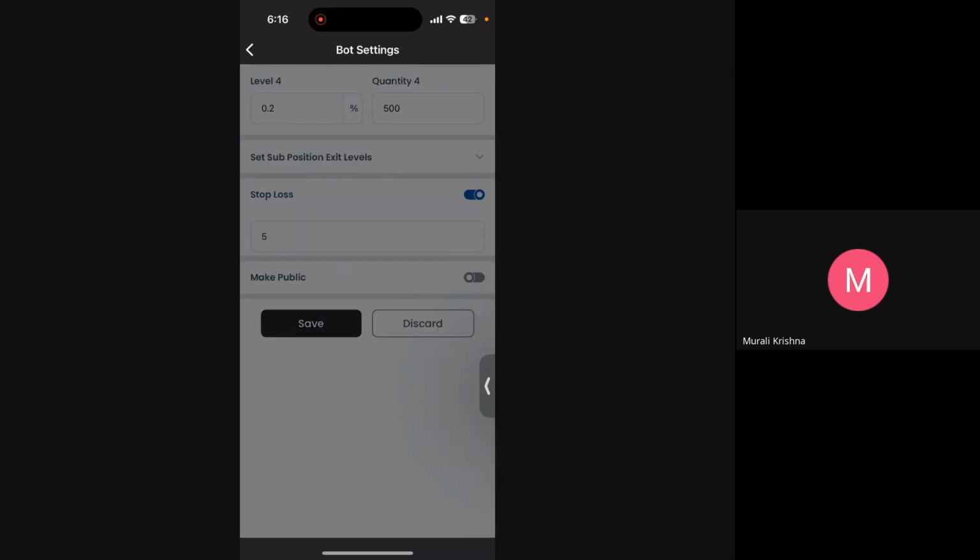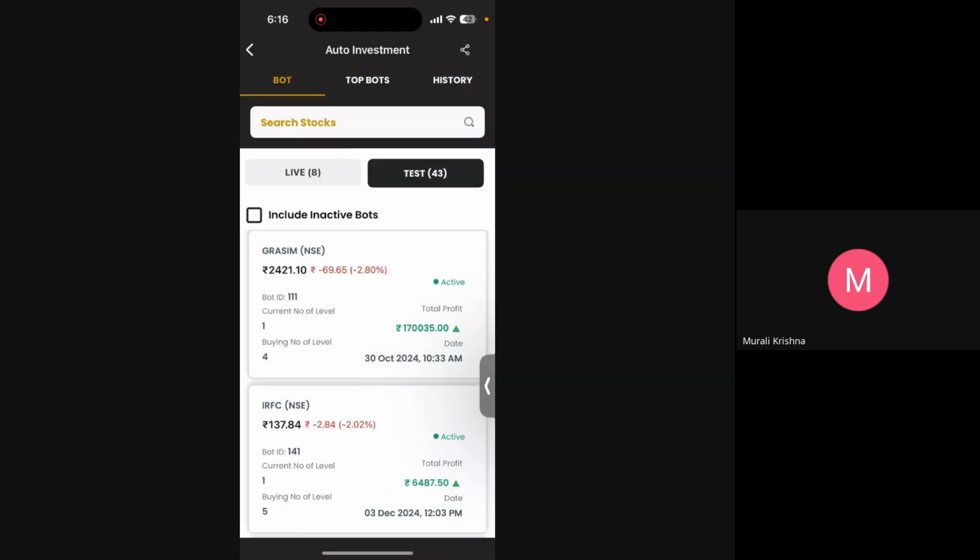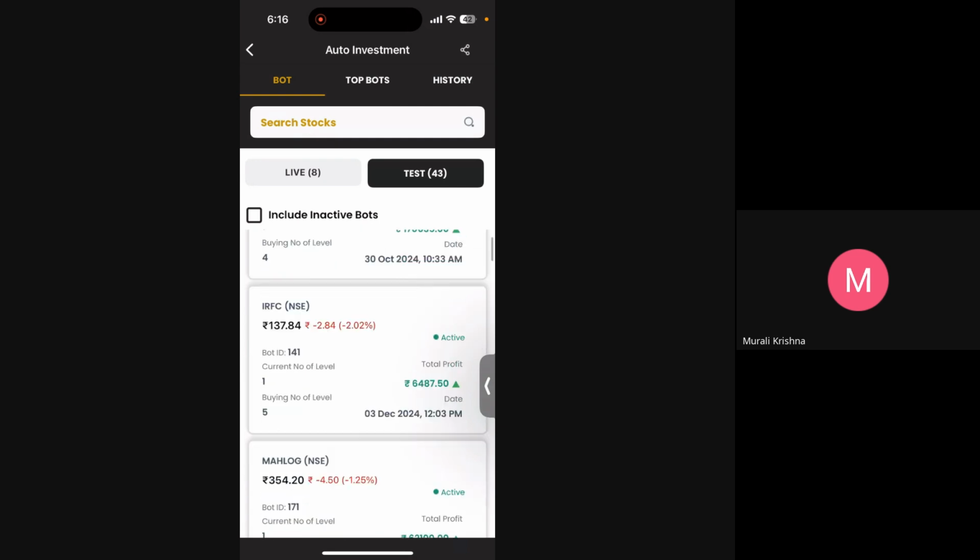Once you save it, your bot is created successfully. The bot is updated successfully because I already have a bot. So once you click it, the Grasim bot will be updated. So this is how the Grasim bot is set up. Now let us see IRFC.